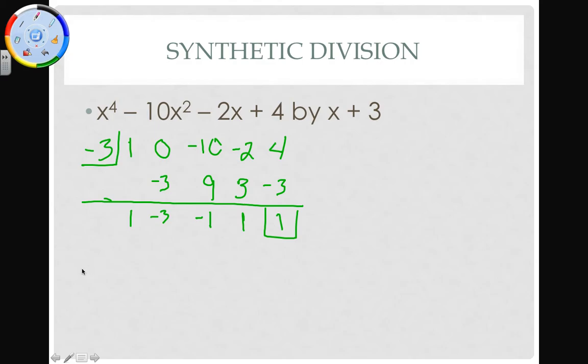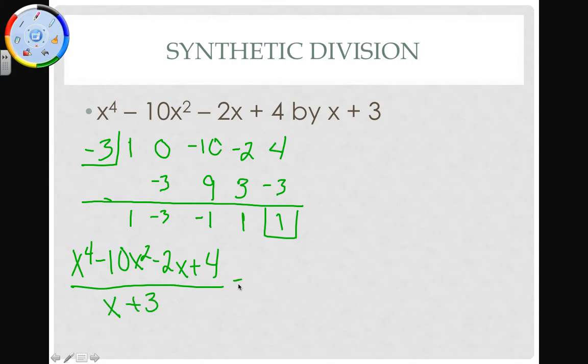If I write my answer here, I'm going to say this is x to the 4th minus 10x squared minus 2x plus 4 divided by x plus 3 is equal to, so here's where you have to pay attention. This is a constant term. This is a linear term. This is the quadratic term, and this is the cubic term. So that means I get 1x to the 3rd minus 3x squared minus x plus 1 plus the remainder out of the original division. And there would be our answer here.